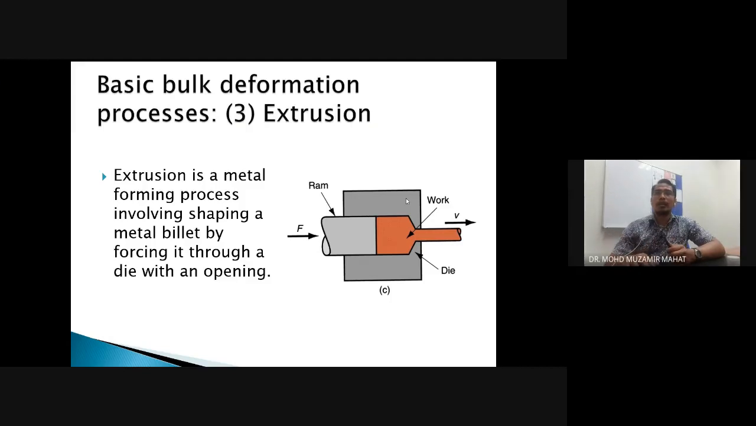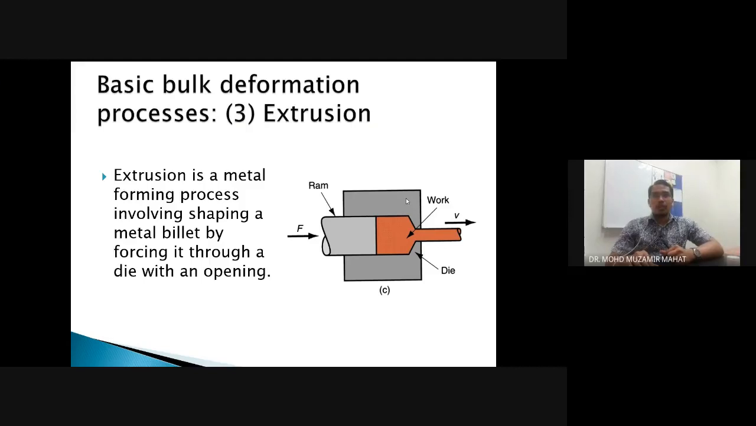So that's why cast and forged materials have different properties. Everything now depends on the structure that it can offer. Moving on, we have the third one, which is the extrusion process.